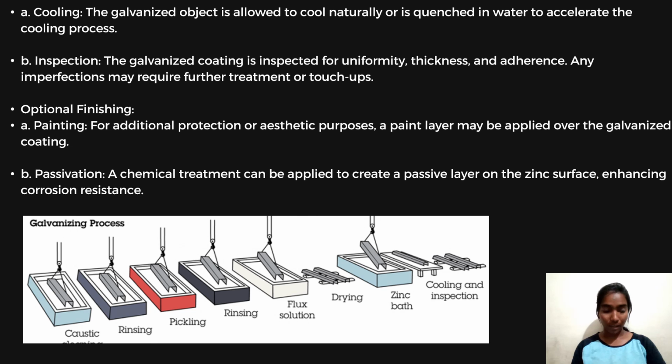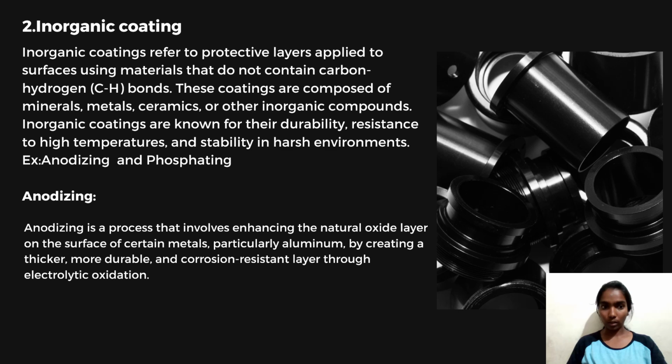Next one is passivation. A chemical treatment can be applied to create a passive layer on the zinc surface, enhancing corrosion resistance. The next method is inorganic coating. Inorganic coating refers to a protective layer applied to a surface using materials that do not contain hydrogen bonds. These coatings are composed of minerals, metals, ceramics, or other inorganic compounds. Inorganic coatings are known for their durability, resistance to high temperatures, and stability in harsh environments. Examples: anodizing and phosphating.